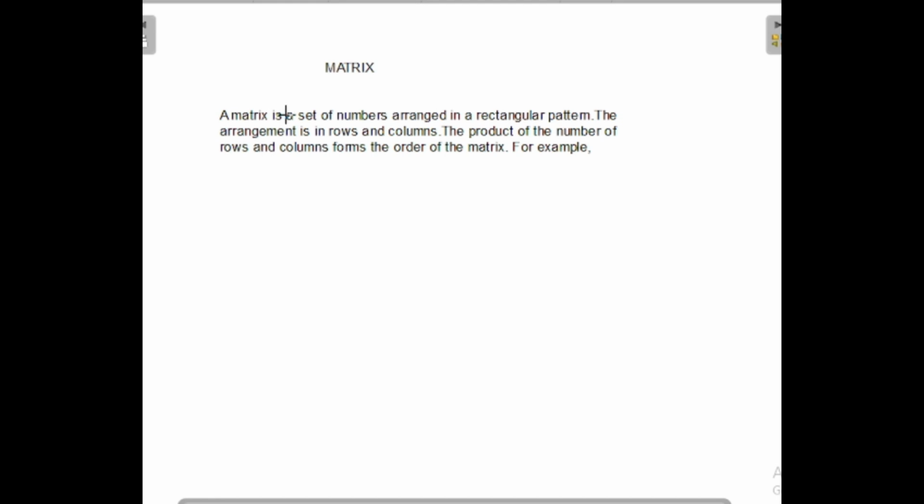For example, in a matrix like this, A equals 648 536. This matrix has 3 rows. We have 3 rows in this matrix. Look at the rows: 65 is one row, 43 is one row, 86 is one row. Then we have 2 columns: 648 is one column, 536 is one column.